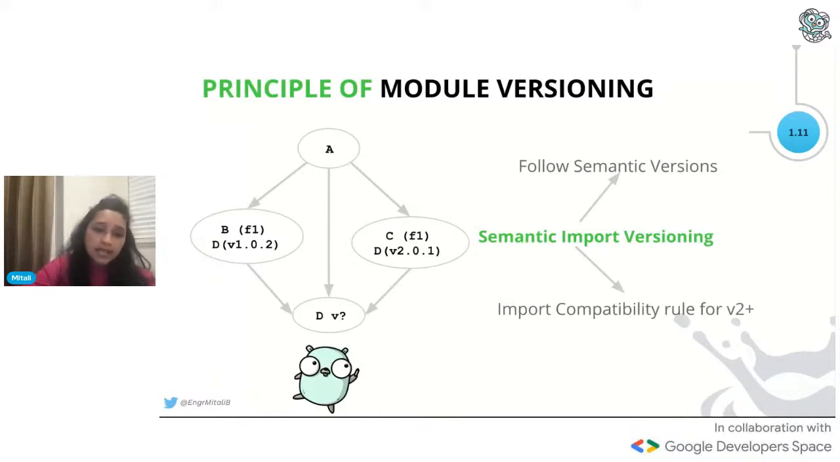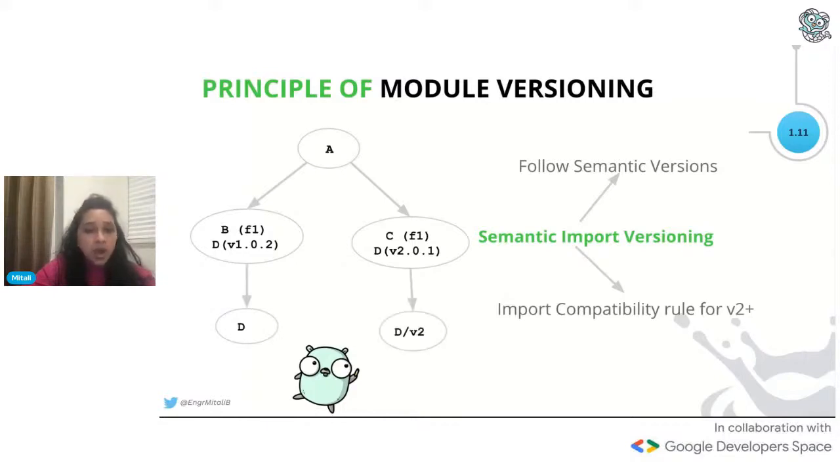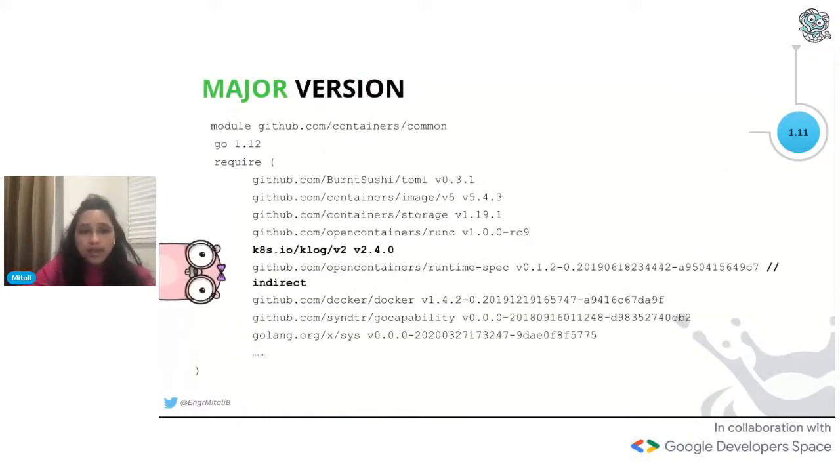So coming back to my example, D will have the module path D for 1.0.2, but for 2.0.1, D will have D/v2. Now A can import both D and D/v2 and use both of the functions and will not have any problem. That's how the major version has been put in place. Now going back to my mod file, if you see this particular k8s.io/klog, it is using major version 2.4.0, and you can see v2 is there in the module path.